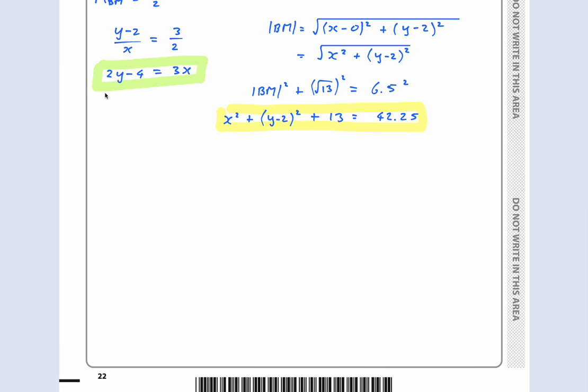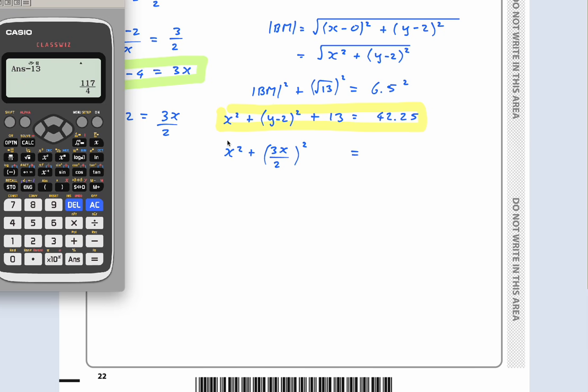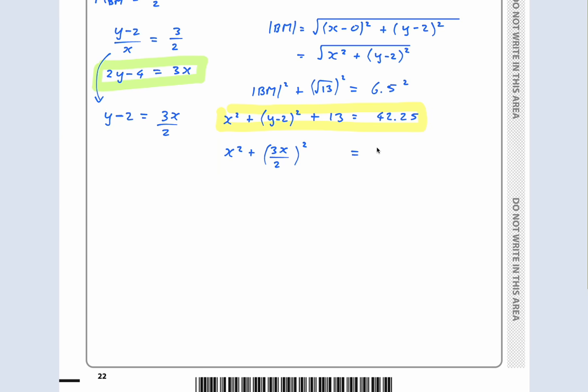So at this point, let's go down. Let's do this. I'm going to say y minus 2 equals 3x over 2. So I just multiply across. And that way, instead of y minus 2, I can sub in 3x over 2. So it's 3x over 2 squared, and this equals 42.25 minus 13. I should be able to do that in my head, but I'm running out of brain power. 29.25. Okay, this is x squared plus 9 over 4 x squared, because 3 squared is 9, 2 squared is 4, and x squared is x squared.